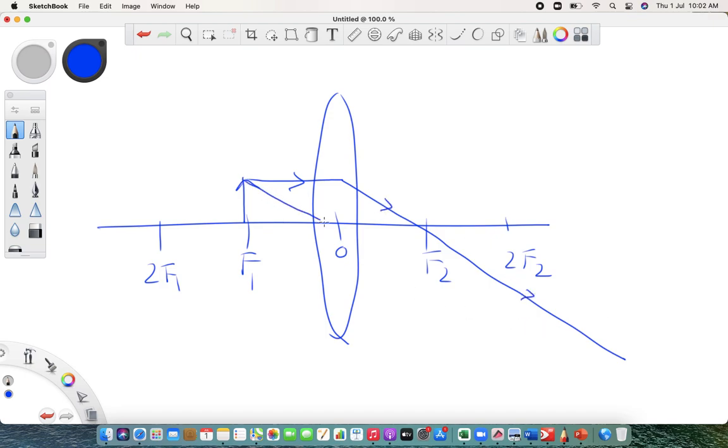And the second ray we are taking from O. But if you see here, in this case they both are parallel. Both are parallel means you will get your image at infinity. Even if you extend them, they will not meet anywhere. It will become parallel only.